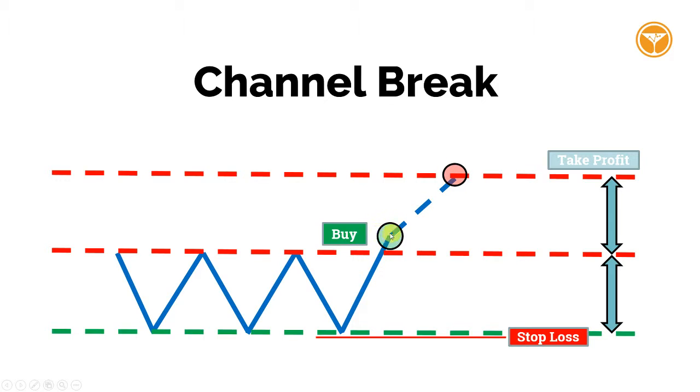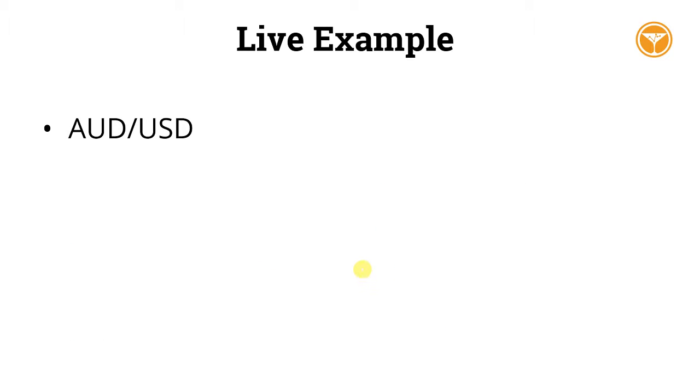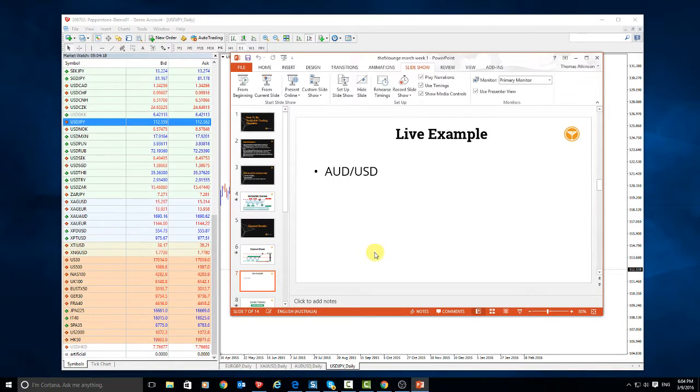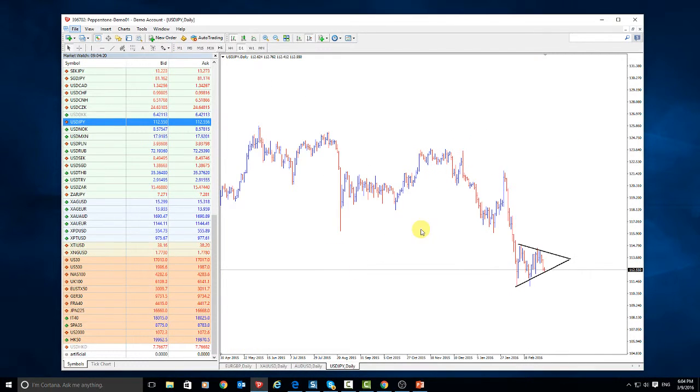So you'd always buy, and then you'd either place a stop loss below the last low or the swing. Absolutely. And when we go to the live example, we'll see what really constitutes a good break of the channel. So let's do it. Let's go take a look at what we're seeing on the Australian US dollar. So we've got our Pepperstone charts here.